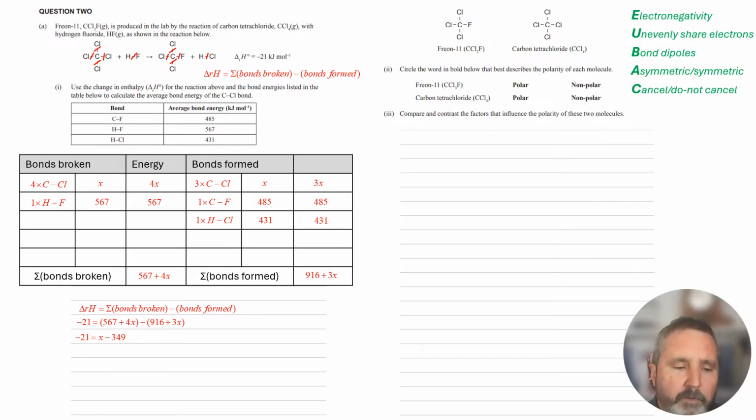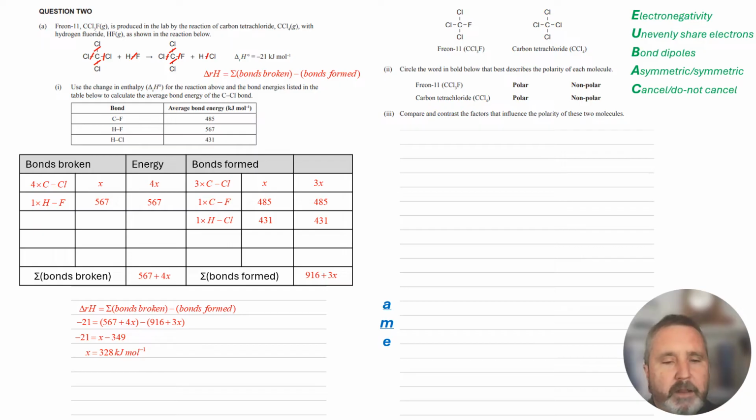Now group the like terms. I'm going to add 349 to the right and 349 to the left to cancel out 349 on the right, and we get x equal to 328. And that's our answer. So the value for x here is 328 kilojoules per mole.